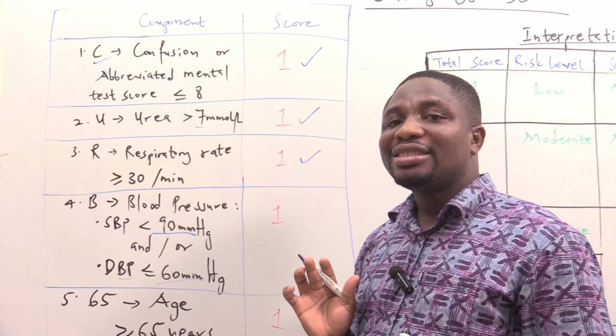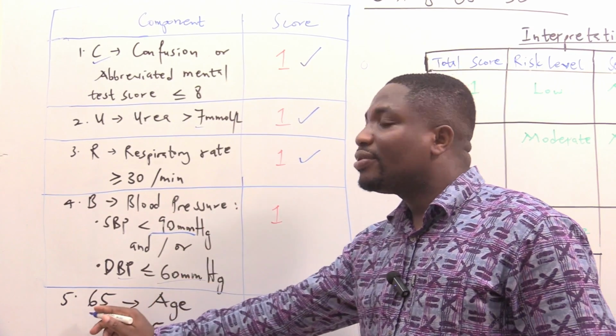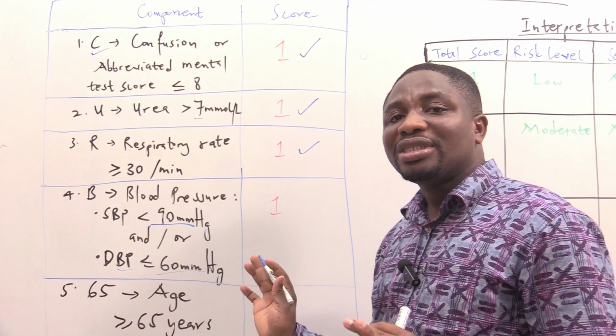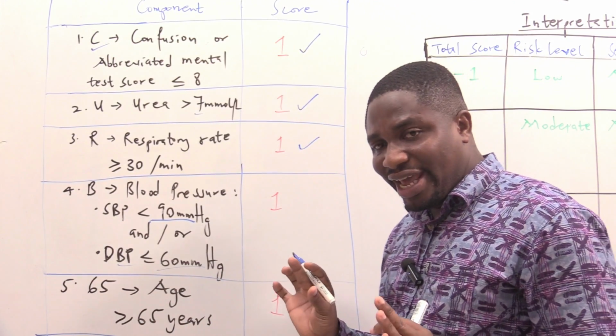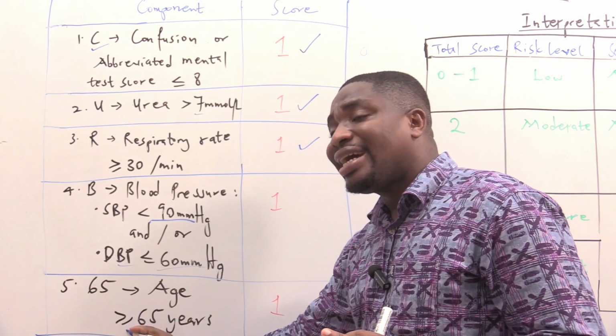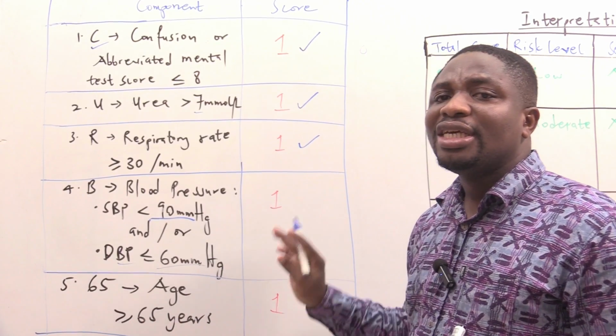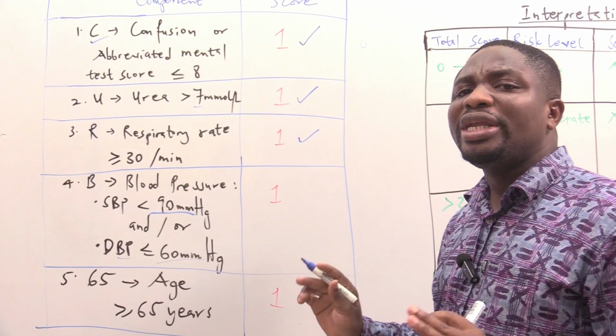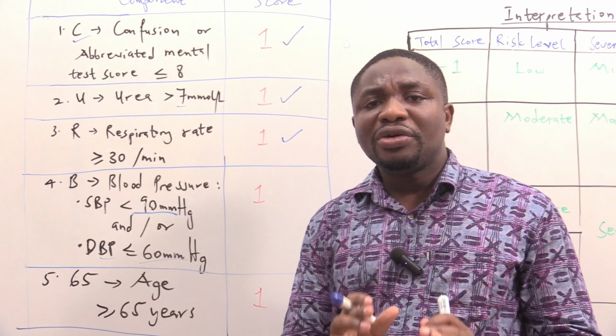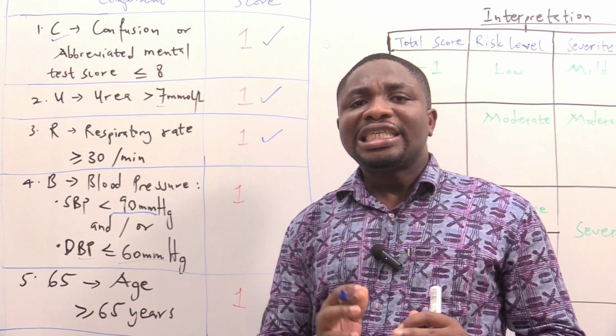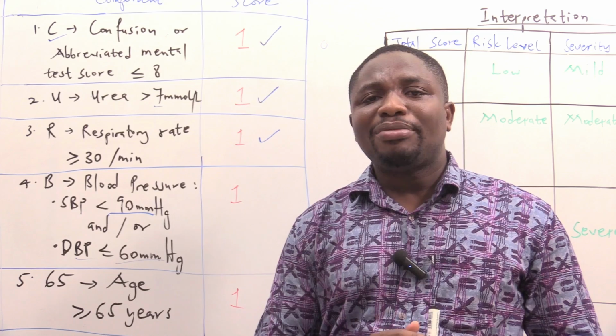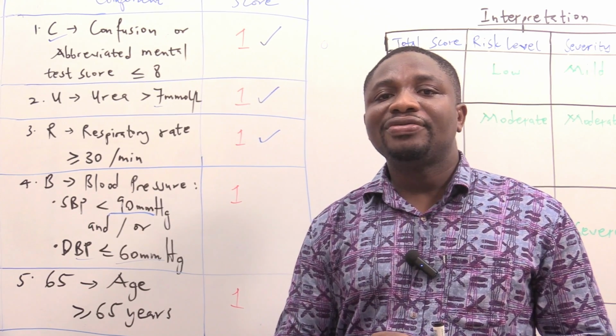Then finally, the 65 stands for the age. And what is the criteria for the age? If the age of the patient is greater than or equal to 65 years, you give a score of 1. So in all, the total score should give you 5. Let's move ahead and look at how to interpret the CURB-65 score.